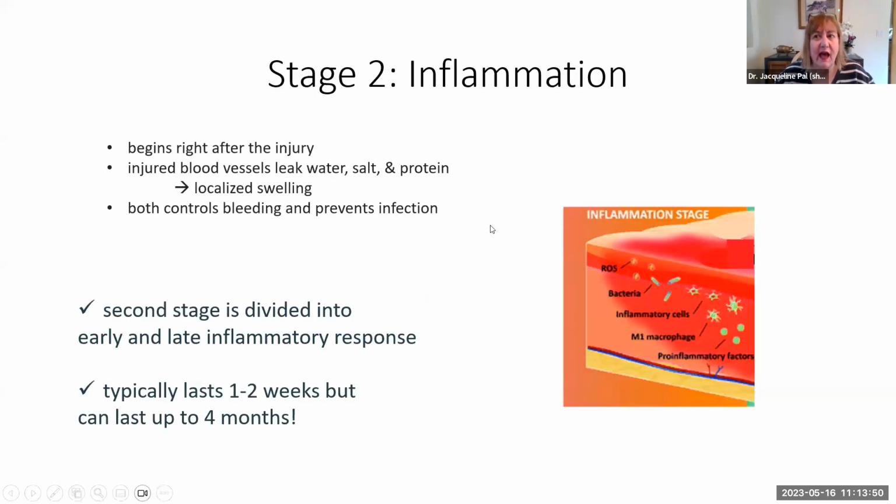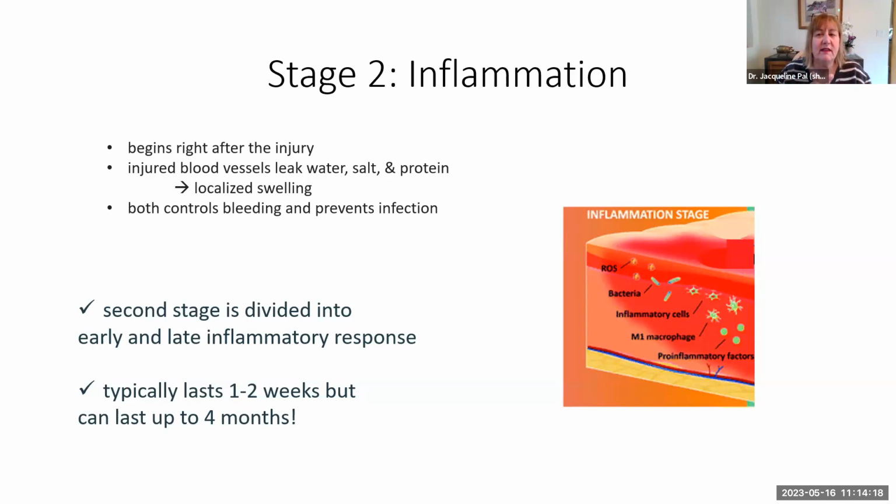This actually starts at the same time hemostasis is going on, because the injured blood vessels are going to be leaking plasma. So now we have water and salts and proteins and all kinds of things in the local tissue, causing some swelling, which will help control bleeding and help wash out bacteria that may have come into the wound.